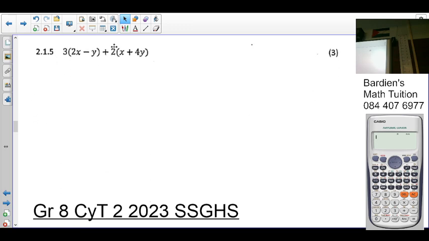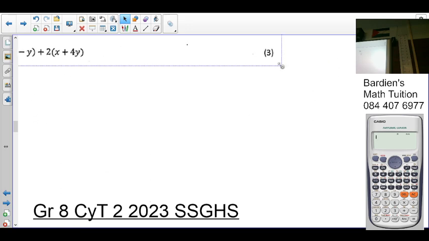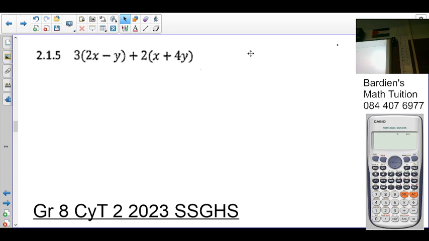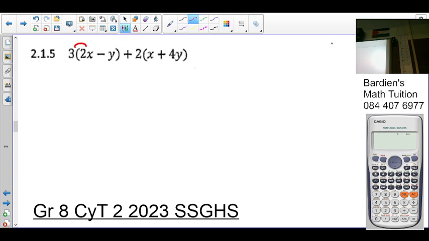People, how many terms are here? 2 terms. What separates terms? Positive and negative signs. You must get rid of the bracket by multiplying out. So what is 3 times 2x? 6x. 3 times negative y? Negative 3y. 2 times x? 2x. 2 times 4y? Positive 8y.